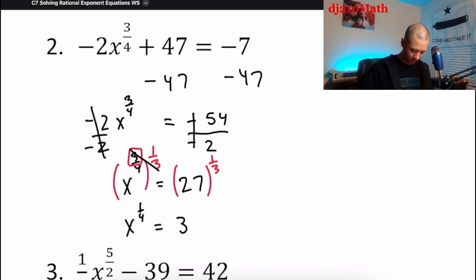All right. Taking the power 4 to both sides. Left hand side, it cancels. So X is equal to whatever 3 to the 4th power is. So 27 times 3, 81.